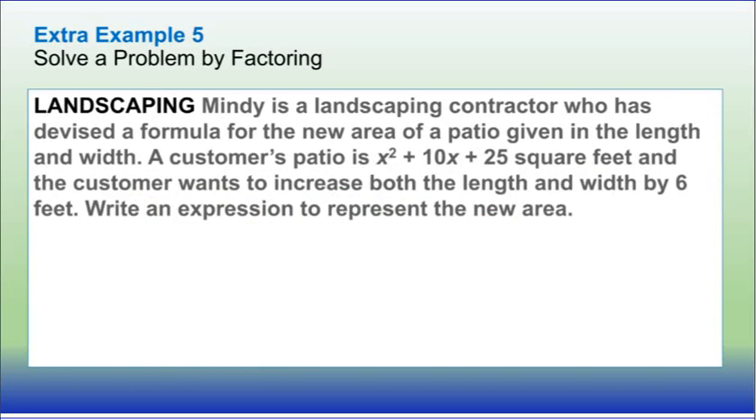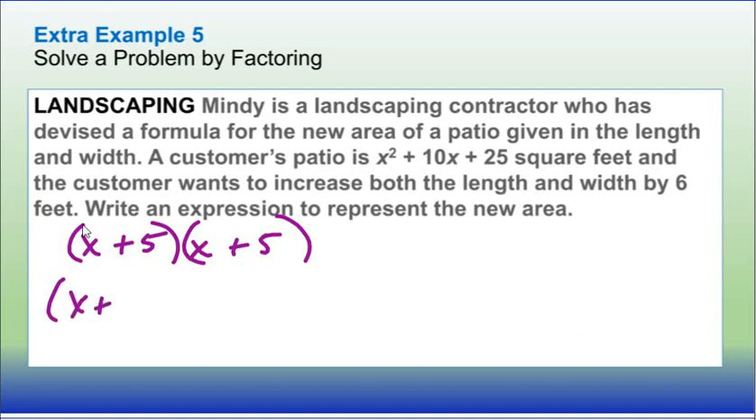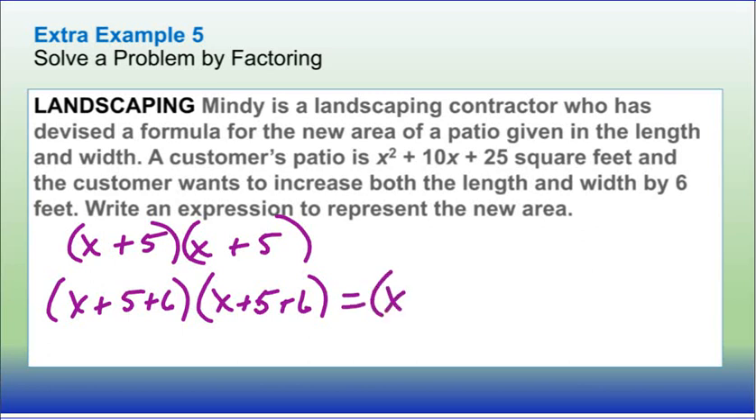Next, Mindy is a landscaping contractor who has devised a formula for the new area of a patio given the length and width. The customer's patio is x squared plus 10x plus 25 square feet, and the customer wants to increase both the length and the width by 6 feet. Write an expression to represent the new area. So first I need to find out what the length and width are, and I'm going to factor that. What do I multiply to get 25 that gives me 10? This would be x plus 5 times x plus 5. And if I need to increase both of them by 6, that would be x plus 5 plus 6 times x plus 5 plus 6, or think of it as x plus 11 times x plus 11.